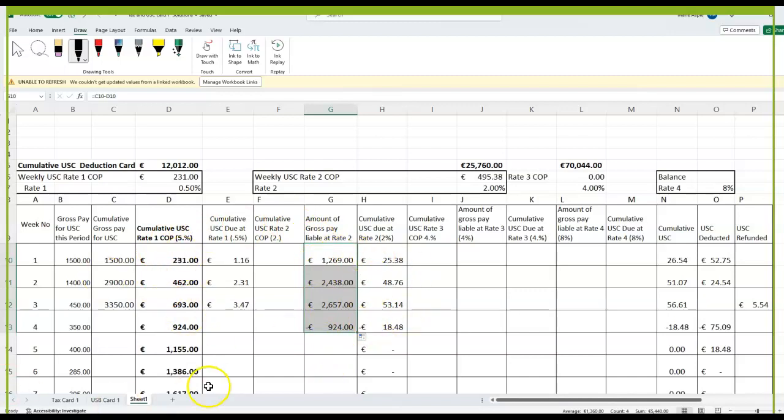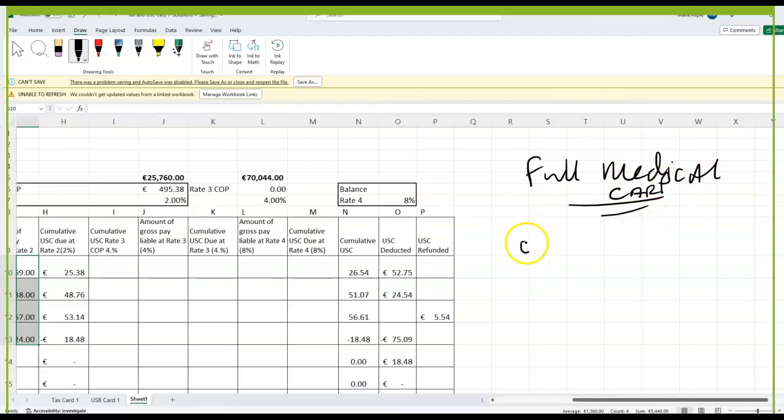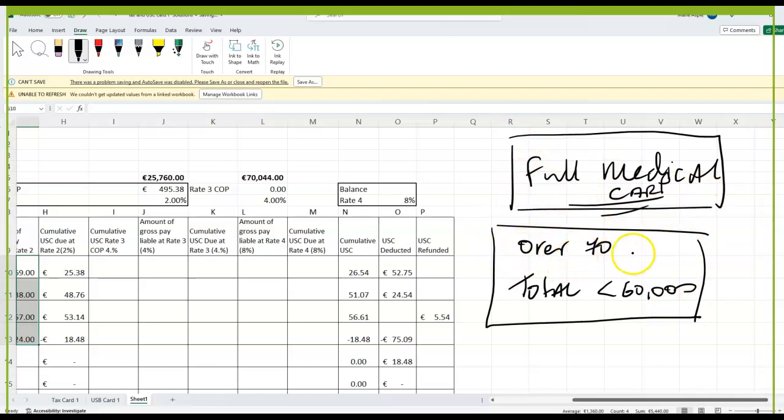Okay, so just to remember that when you have reduced income, reduced standard rate cutoff point. So if I'm the holder of a full medical card, or if I am over 70, but my aggregate income, my total income, is less than 60,000. Okay, so they're the two circumstances where you can have reduced income. If you're a holder of a full medical card, or if over 70 years and your total income is less than 60,000, then you can have income tax payable at rate 1 and rate 2 only.